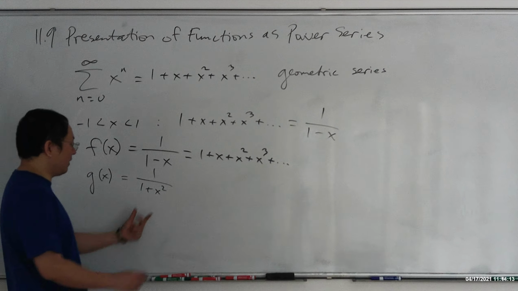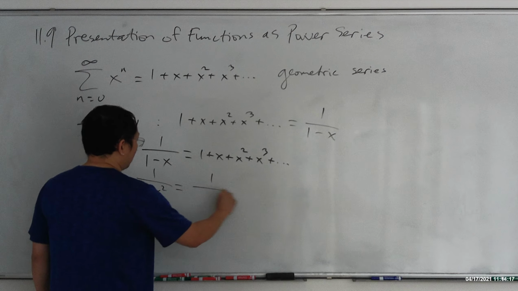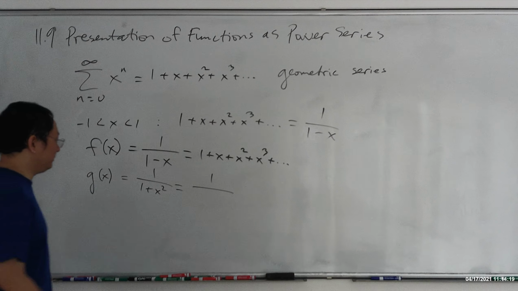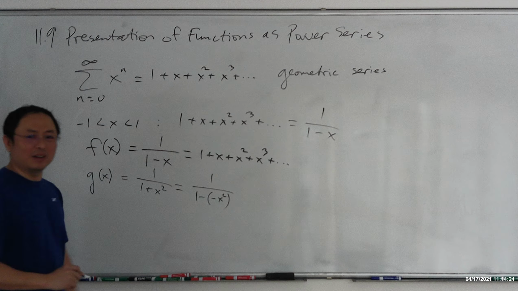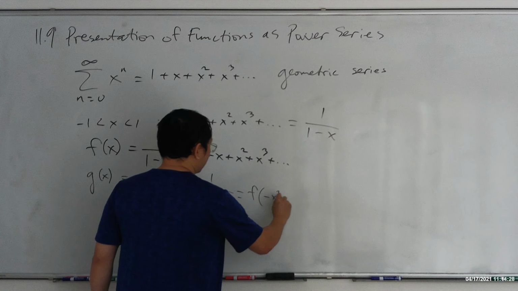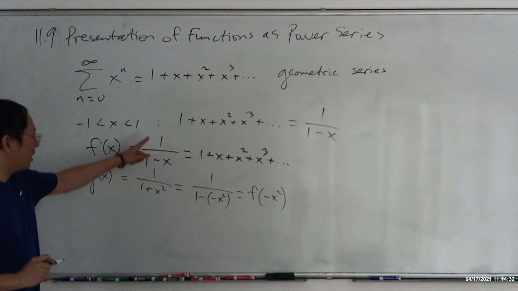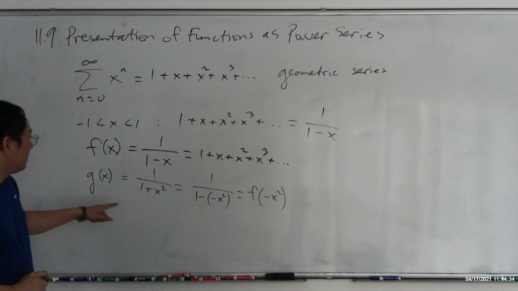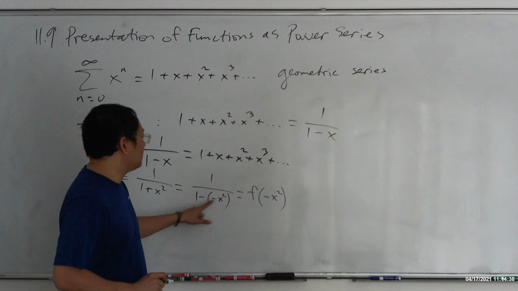Same strategy. If I have this, now I'm going to modify this a little. Say, 1 over 1 minus negative x squared. Pretty much the same idea, right? So this is no more than f of negative x squared. Okay, f of x is 1 over 1 minus x, so f of negative x squared is 1 over 1 minus negative x squared.